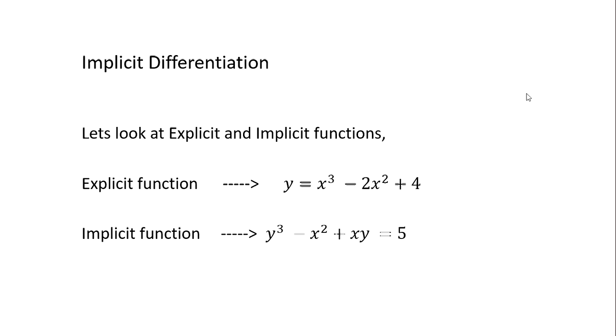As you cannot separate them into an explicit function, we have to follow a special way of differentiation in order to differentiate this. For the explicit function, you can differentiate by just using the power rule of differentiation. But to do the implicit function, we have to follow a 4-step procedure. We'll look at the 4 steps now.